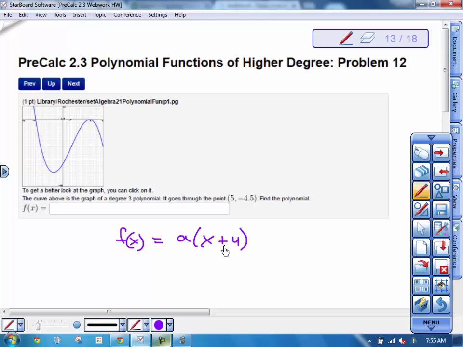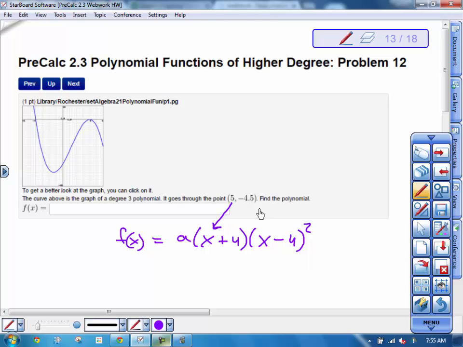Negative 4 is a zero, so one of the factors has to be x plus 4. And then also, 4 is a zero, so x minus 4 must be a factor. But that's got a multiplicity of 2 because it touches and turns around. Anytime that happens, it's an even multiplicity. So it must be multiplicity of 2, which gives us our cubic polynomial.